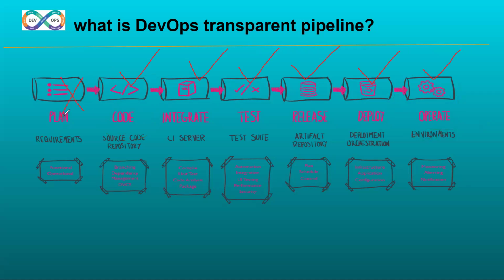To be frank, we are not part of planning. We are not writing any code. We are not writing any test cases. We are just implementing an automated DevOps transparent pipeline from the dev environment to operations. Great. So how exactly can we implement this DevOps transparent pipeline?